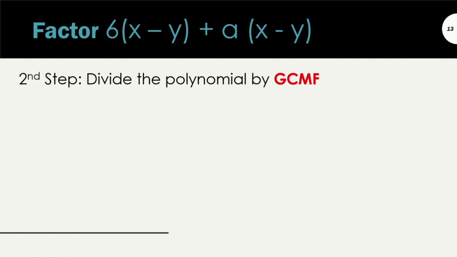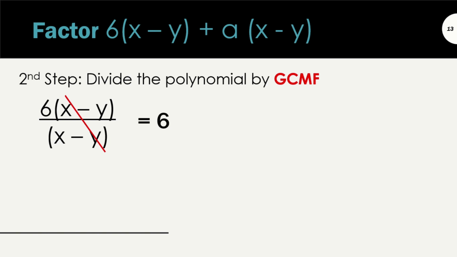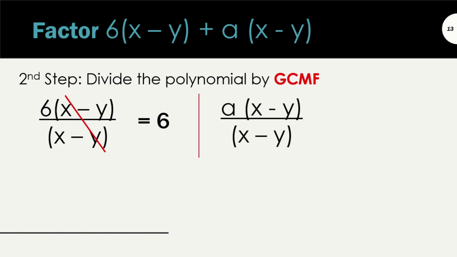For our second step, we will divide the polynomial by the GCMF. So, we have 6 times x minus y over x minus y. So, cancel natin yung common. Ang matitira sa kanya is 6. And for the second term, we have a times x minus y over x minus y. So, ang cancel natin dito is x minus y. Ang matitira sa kanya is a.